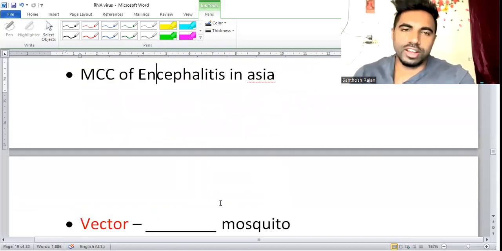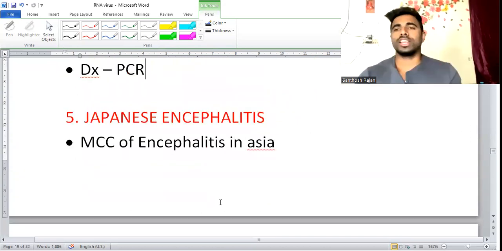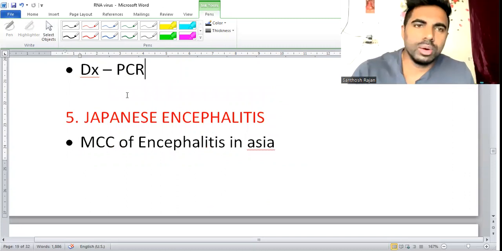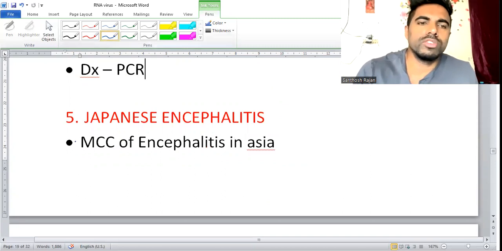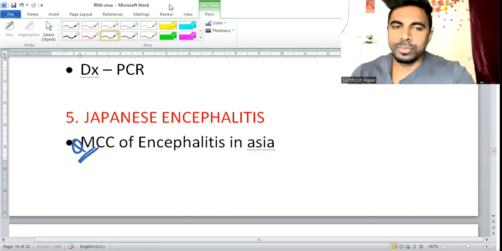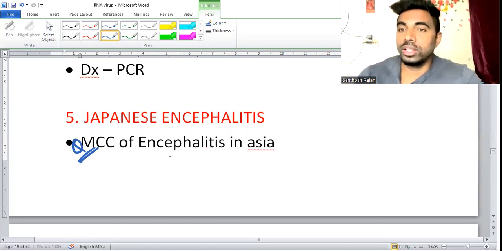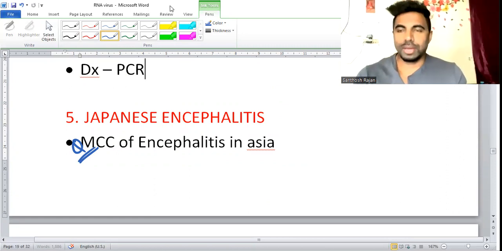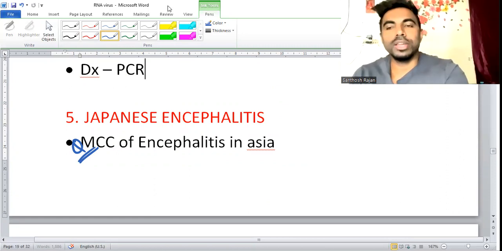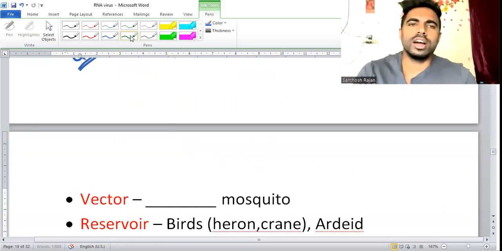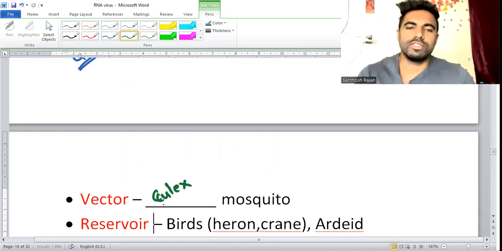Now, the Japanese encephalitis. The most common cause of encephalitis, don't think too much. It's Japanese encephalitis only. Okay, in Asia, India, whatever, doesn't matter. The most common cause of encephalitis, if they ask, it is Japanese encephalitis. Okay. And you know, in Japan, which people are more common? Coolies. The coolies are more in Japan. So Japanese encephalitis is transmitted by Culex. That question is a favorite question for most of the examiners. I don't know why they love to ask this vector for Japanese encephalitis. Especially Japanese encephalitis, Culex. Okay.